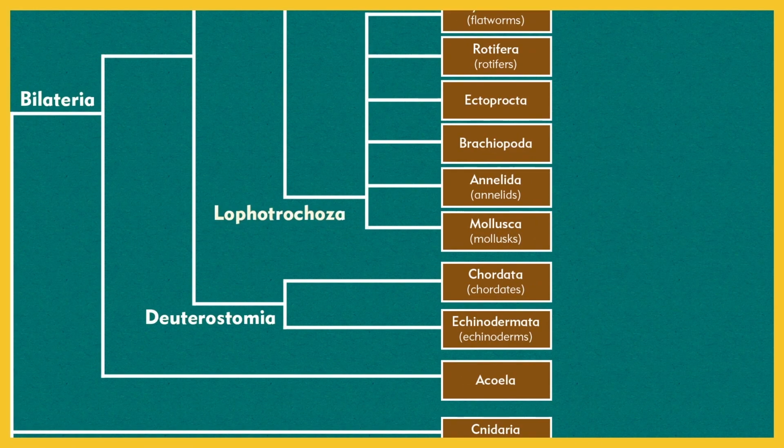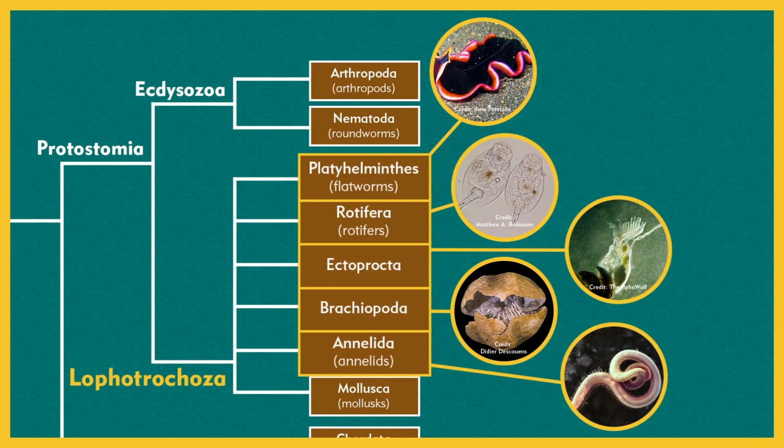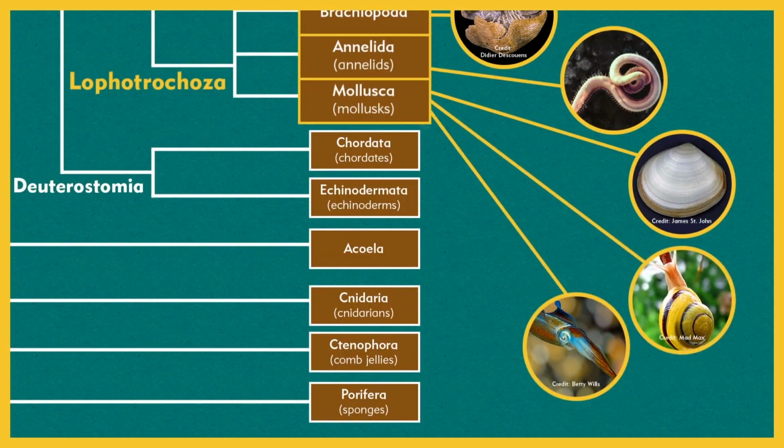There's a massive group called Lophotrochozoa, which includes a ton of smaller groups like flatworms, rotifers, bryozoans, brachiopods, segmented worms, and mollusks like clams, snails, squids, and octopuses. All of this, and we haven't even touched on insects yet. And don't you worry, we're totally going there next.